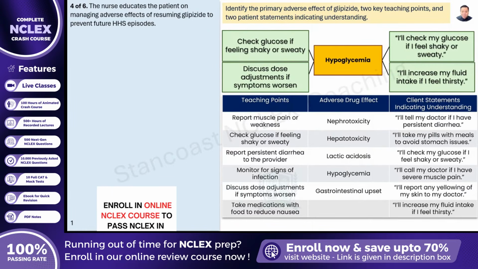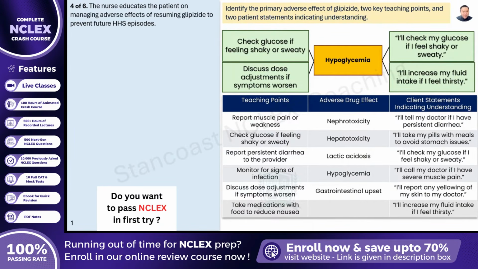but not for glipizide. If you selected, I'll report any yellowing of my skin to my doctor, well, this sounds like you're looking into liver problems like jaundice, which again is not a common concern with glipizide. And if you selected, I'll tell my doctor if I have persistent diarrhea, well, once again, this is metformin territory. This one is not relevant to glipizide education, and this one doesn't show understanding of glipizide's main risks.